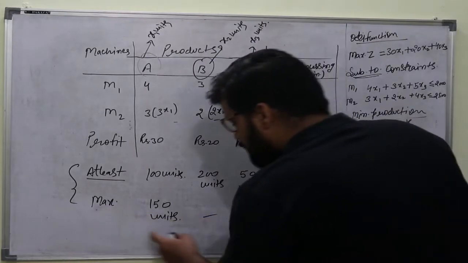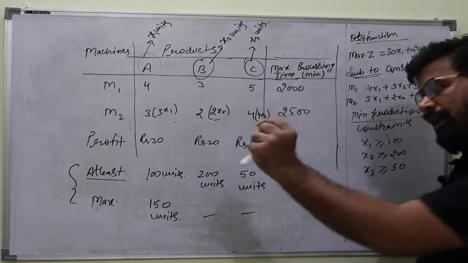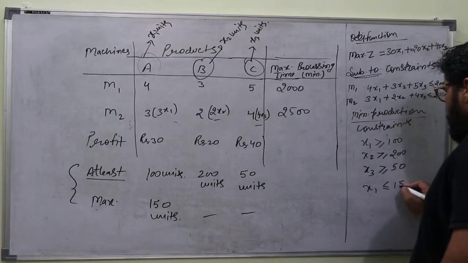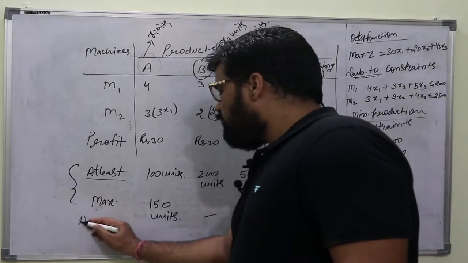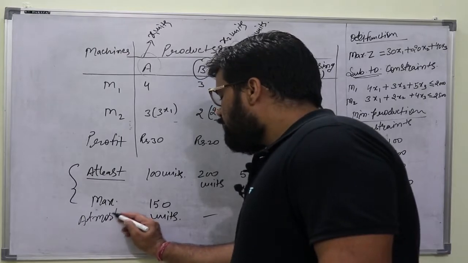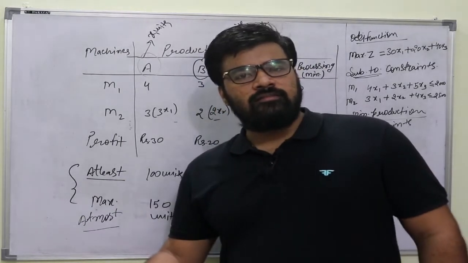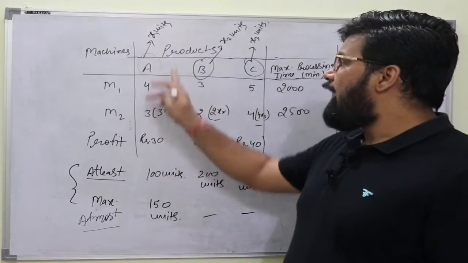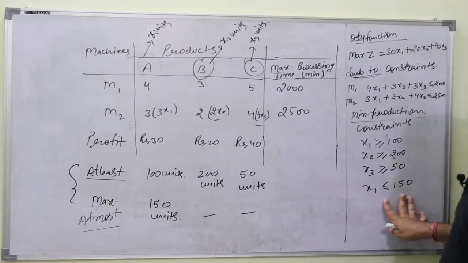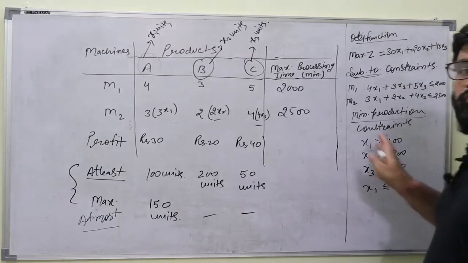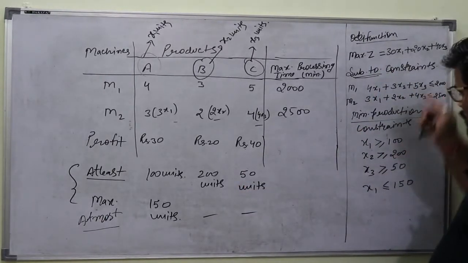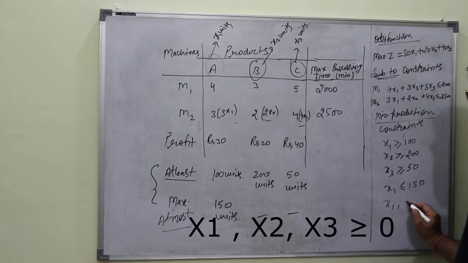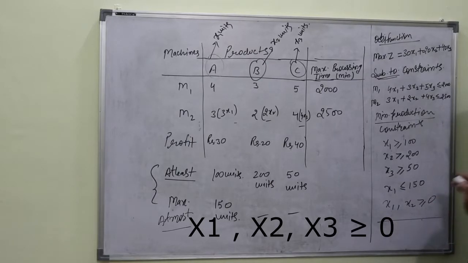Now the maximum is also given for A only. So this x1 should be less than or equal to 150 because here it is at most. You can assume it as at most, that is ज़्यादा से ज़्यादा, at maximum. So maximum production for A should be 150. That means x1 can be less than or equal to 150. It should not go beyond 150 and it should not go below 100. So these are the different constraints which we have done, and in the last we will write x1, x2 should be greater or equal to 0, the non-negativity constraint.